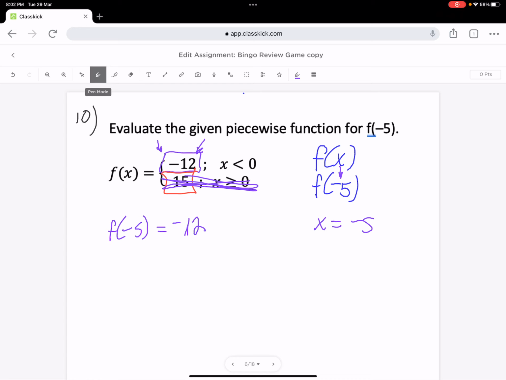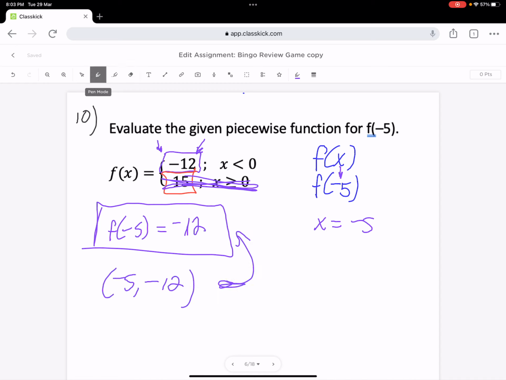All right, so that means we can write our answer like this, or you can write it as an ordered pair of -5, -12. So these are the two ways that you can write your answer for this. Because if you write f of x is equal to -12, I don't really know what you mean by that because what value of x is generating this -12? So I want you to be very clear that it's -12 when we have that -5. So I want to see your answer in one of those two ways.